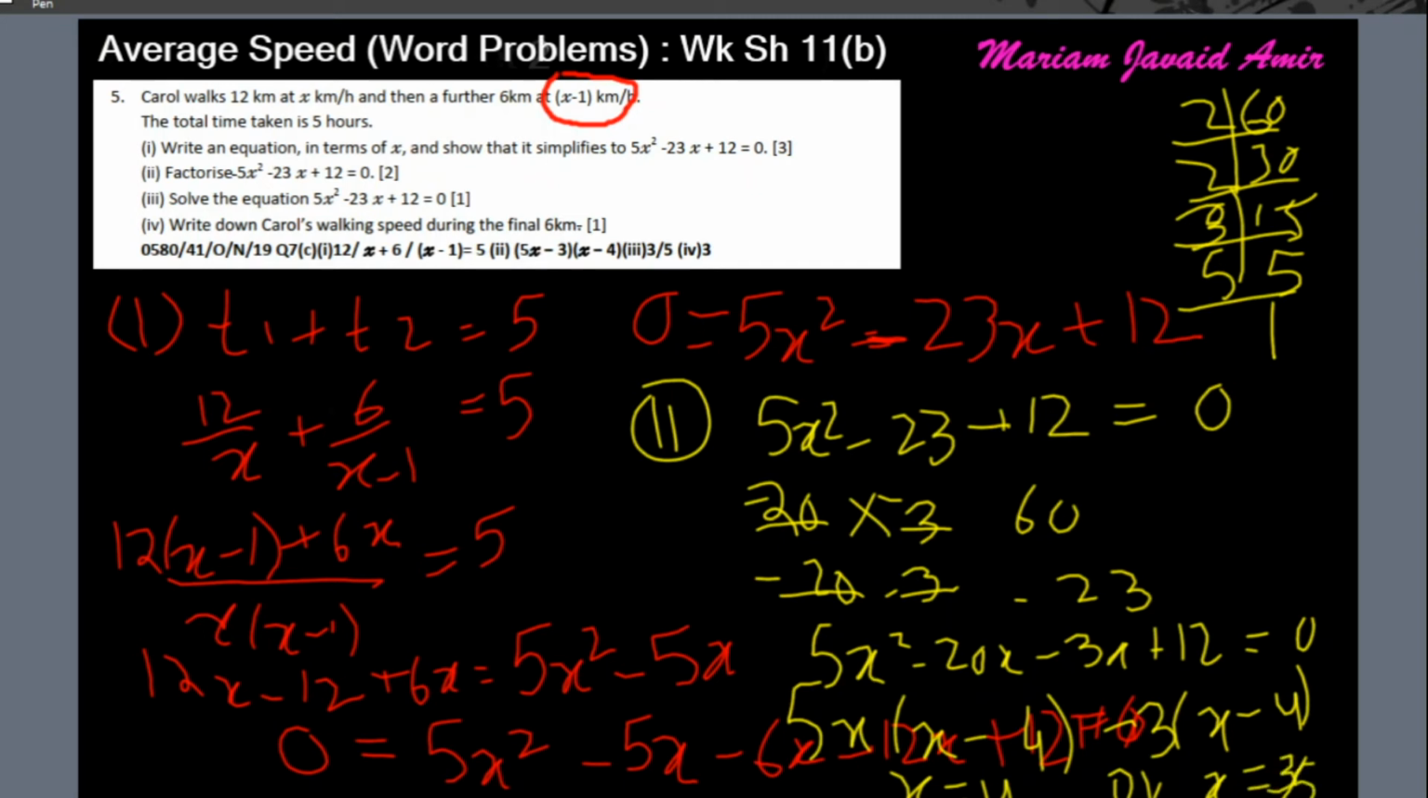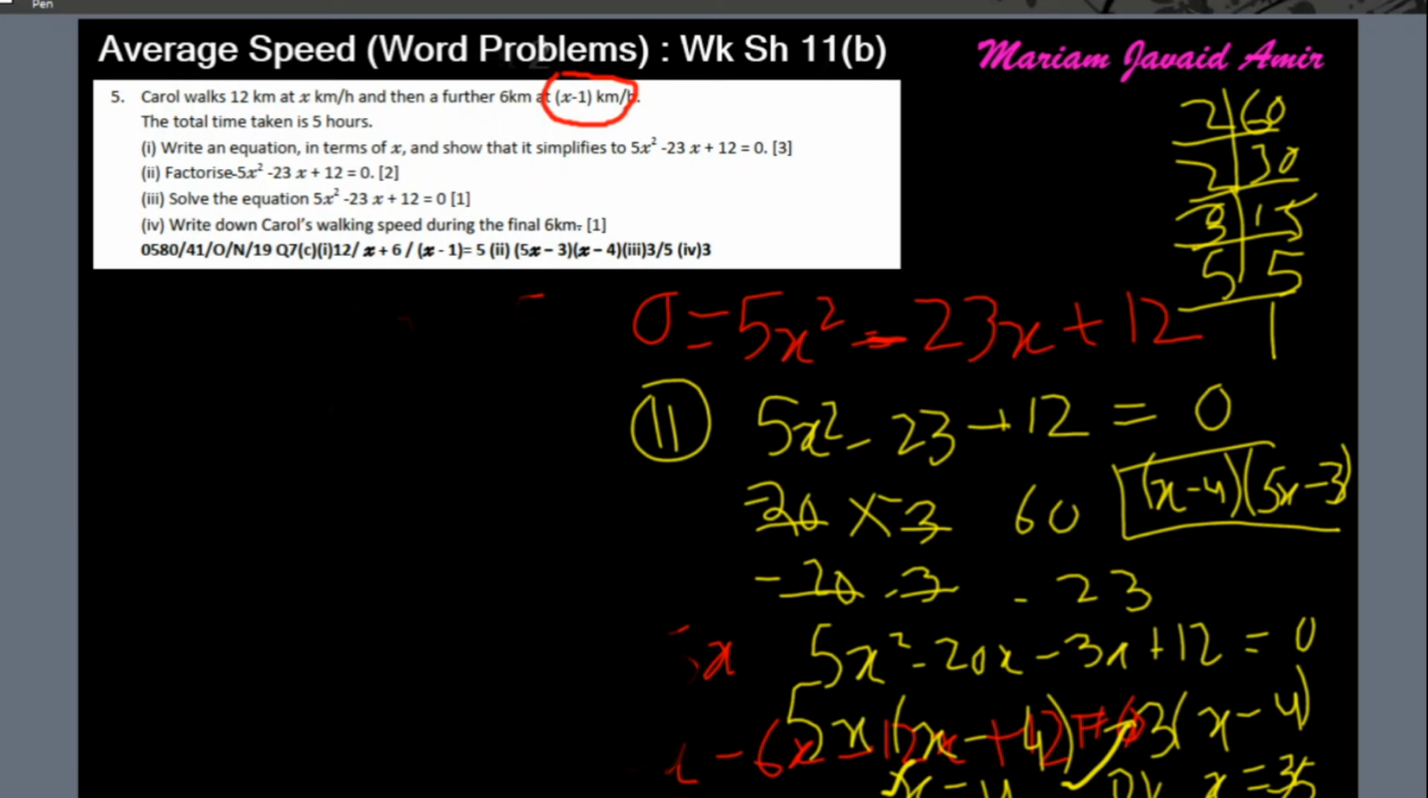But in this question we were only asked to factorize it. So we just need to factorize it and write it in this form: x minus 4 times 5x minus 3 equals 0. This is the factorized form. In the next part we're being asked to solve it, so we use this to solve it and then write down Carol's walking speed during the final 6 kilometers.